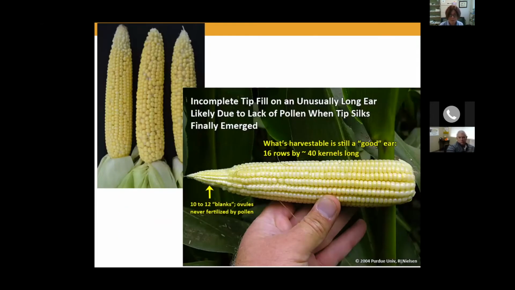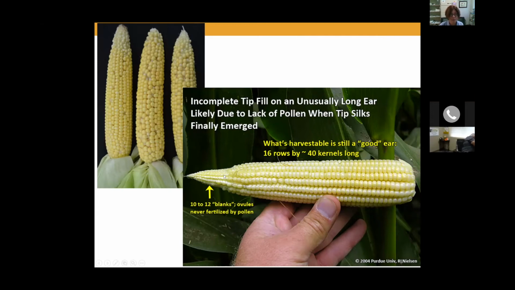So when silks don't pollinate, they create something called blanks on the ear. The picture here on the bottom right shows a good big ear, well pollinated, until you get to that tip. For whatever reason, when those silks came out, there was no pollen, and so it just didn't happen. So blanks are just tiny little spots on that ear where the silk just wasn't able to do what it needed to do.